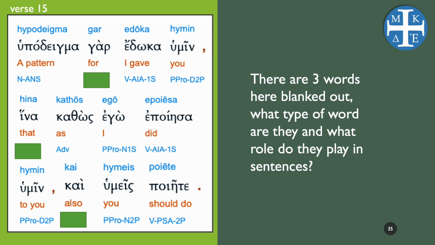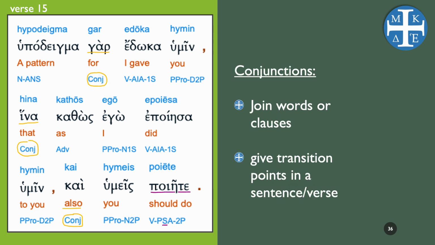Now there's a word that sums up each of these three words and the role they play in these sentences. Can you think of what that is? They are conjunctions, and we use conjunctions to join words and clauses and to give transition points in a sentence or a verse. As we move on with level 3, we're going to look at subjunctives, which introduce subclauses, and we can get conjunctions with those to introduce them.